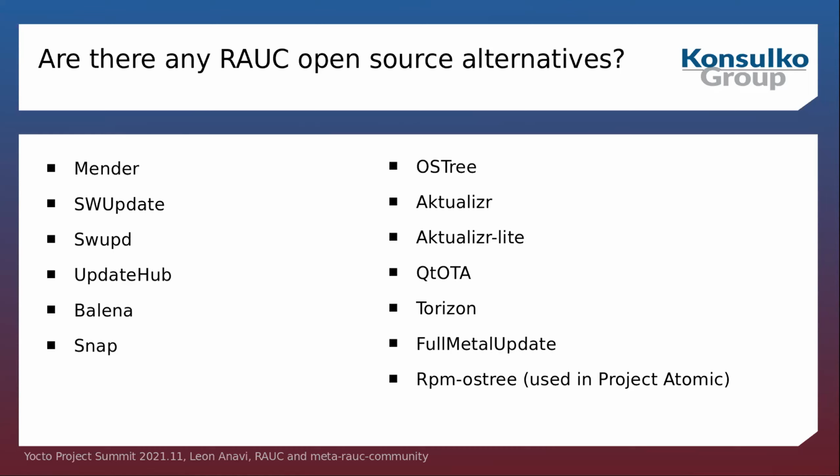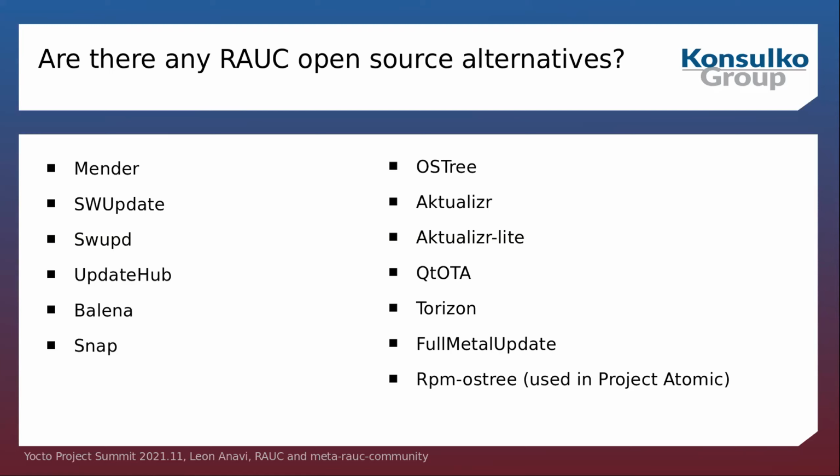At Konsulko, we quite often use Mender. Mender is also doing AB updates. SWUpdate is also a popular solution for AB updates. There are solutions based on containers, and there is a whole group of solutions based primarily on OSTree, which is doing like Git for file systems. And OSTree is something that was initially developed for desktops, but after that was ported to embedded devices.